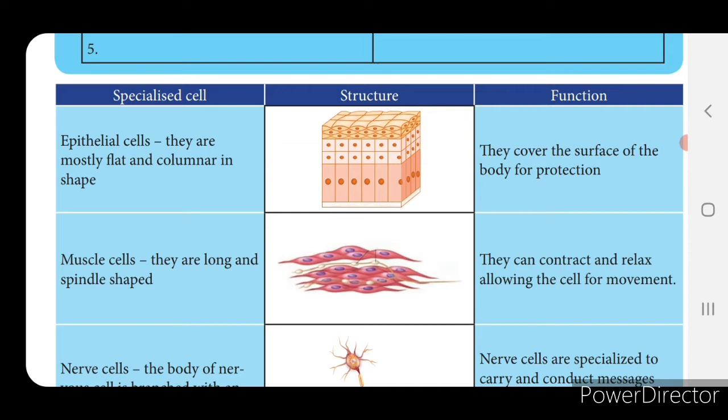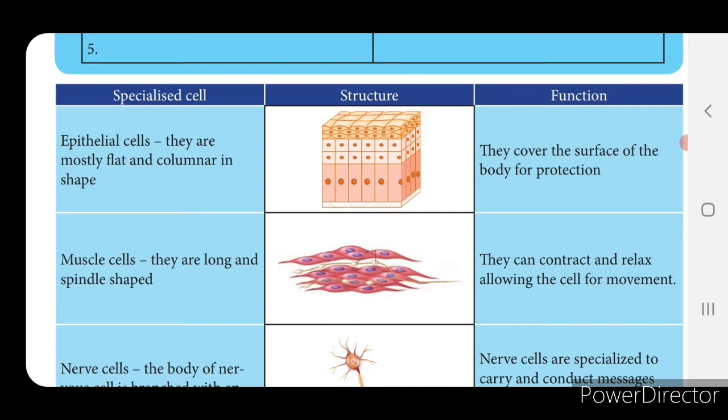Okay children, the next one, muscle cells. They are long and spindle shaped. They can contract and relax, allowing the body to move. So we can move our hands or our legs and we are doing some work. These are all done by the movement of muscles only.